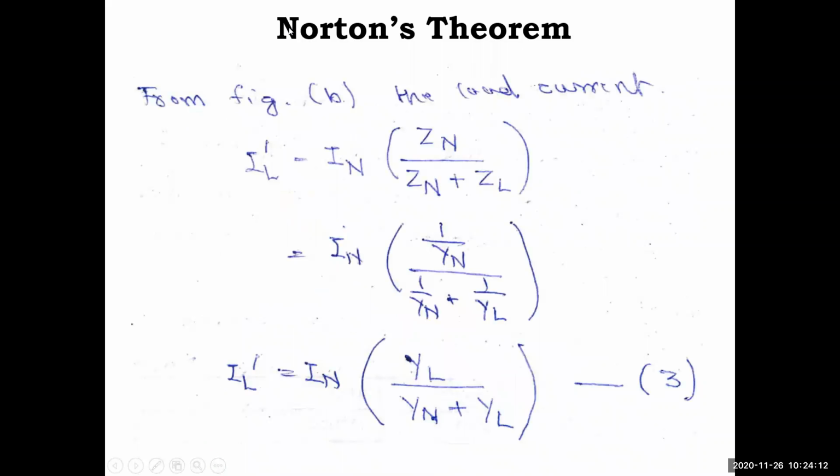Next, I will consider figure D, the right side figure, where I have Norton's source. In figure D you take the load current IL dash. Now what I will do is use the current division rule. What I have used, you also remember here: the current division rule.